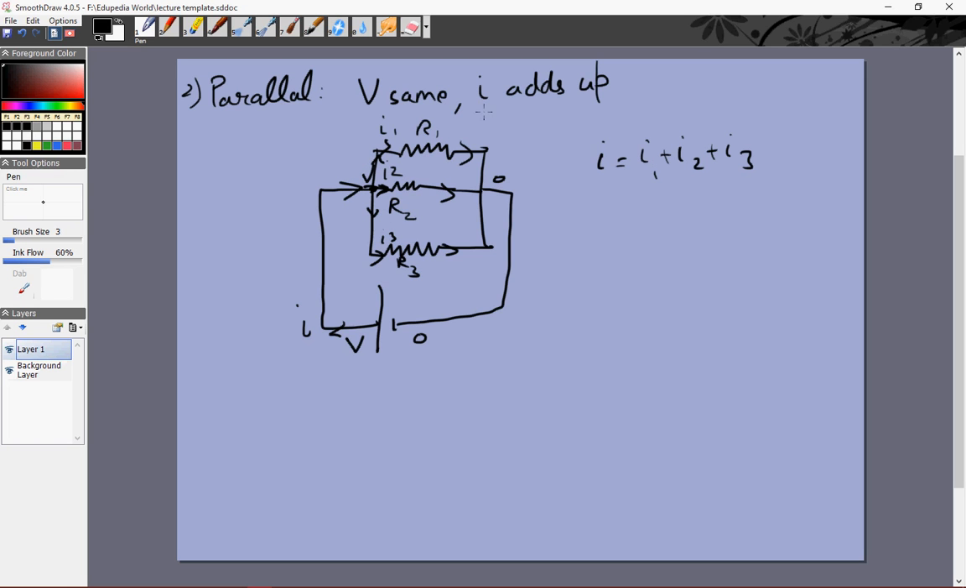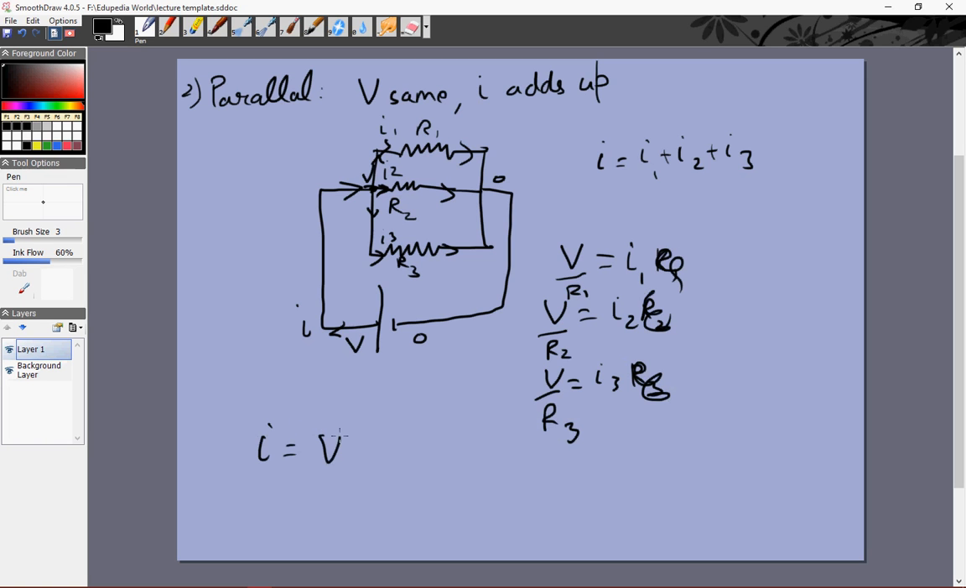Right? And we'll apply V is equal to IR across all three of them. The potential difference across all three of them is V. So V is equal to I1 R1, V is equal to I2 R2, V is equal to I3 R3. Now we'll take R1, R2 and R3 to this side, and we'll add these three up, which will give me I.